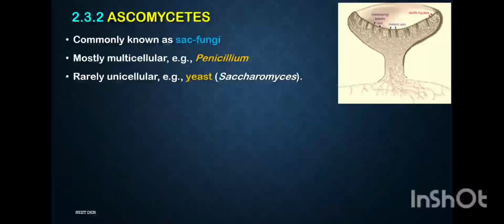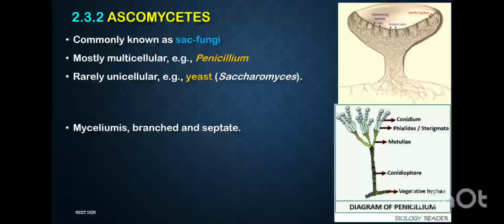They are mostly multicellular, as in case of penicillium, but they are also rarely unicellular, as in case of yeast. So both penicillium and yeast fall under Ascomycetes. They have hyphae which form mycelia, and the hyphae are branched and septate. So you can see that this is the diagram of penicillium, and you find that the hyphae are septate. They are septate, and then they are also branched.